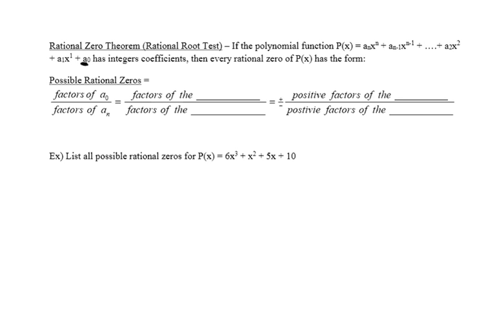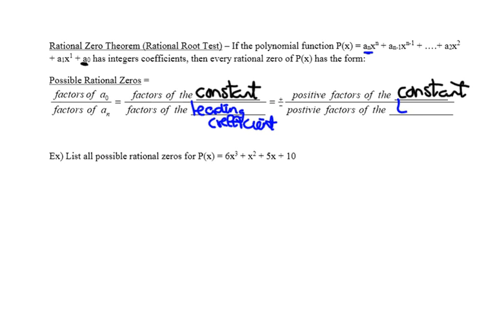A0 is right there. Well, what is that? Since it doesn't have any variables, that's the constant. So it's factors of the constant. Now, where's a of n? Well, a of n is right here. Not only is that a coefficient, that is the leading coefficient. I'm going to abbreviate that LC.